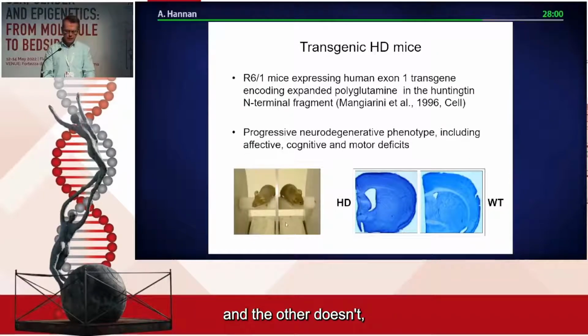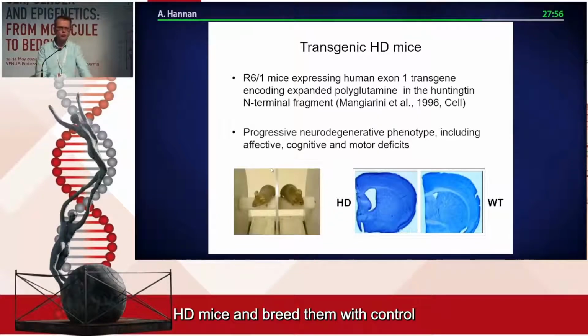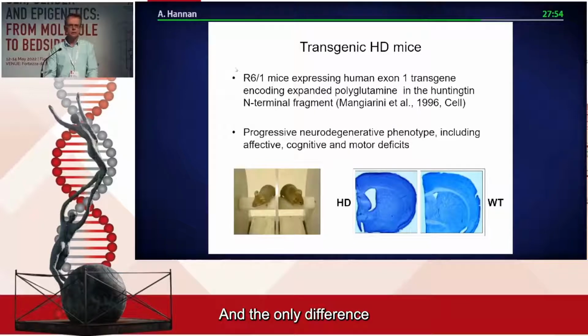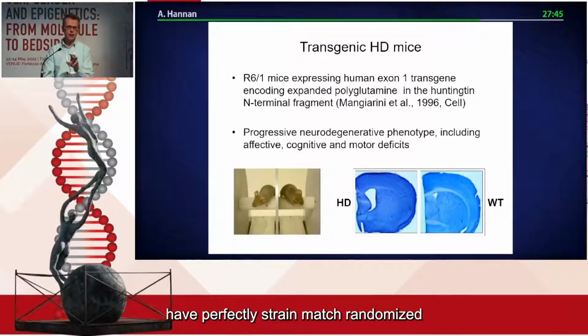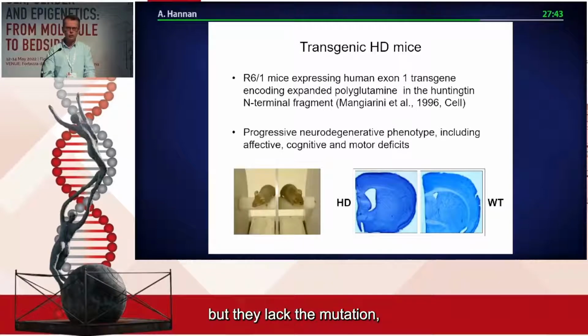And just like a Huntington's family, where one of the parents has the Huntington's mutation and the other doesn't, generally, we breed from male HD mice and breed them with control female mice, and the only difference in the offspring is that half of them, just like a Huntington's family, have the Huntington's mutation. The other half are perfectly strain-matched, randomized littermate controls, but they lack the mutation.